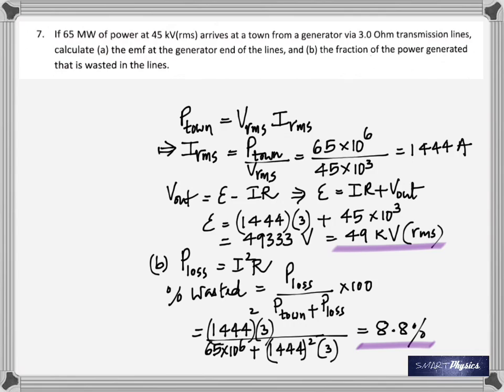And then to find the lost power as a ratio, we know the lost power is I squared times R, and therefore take the lost power divided by the total times 100. So the lost power is I squared times R, and the total power is what reaches the town plus what is lost, right? So you get 8.8% of the power generated was lost.